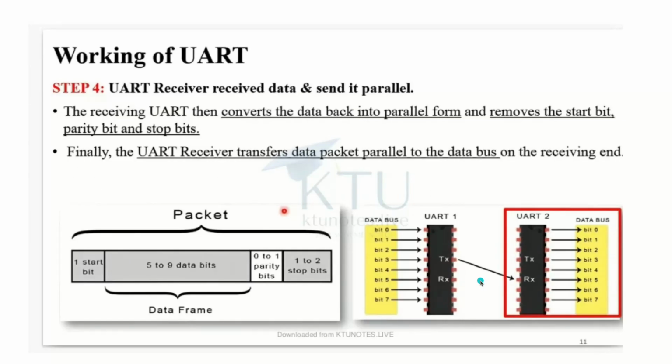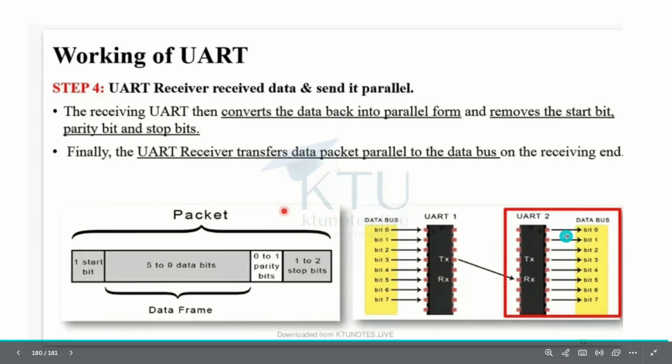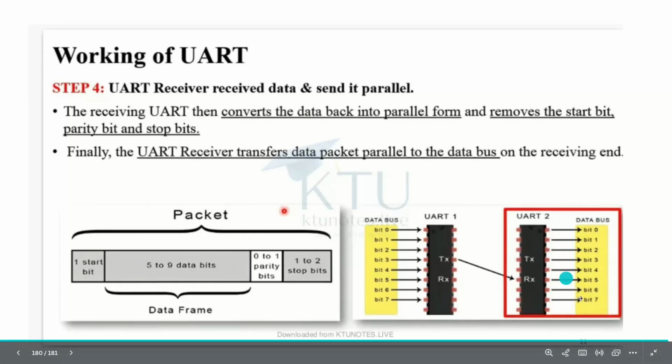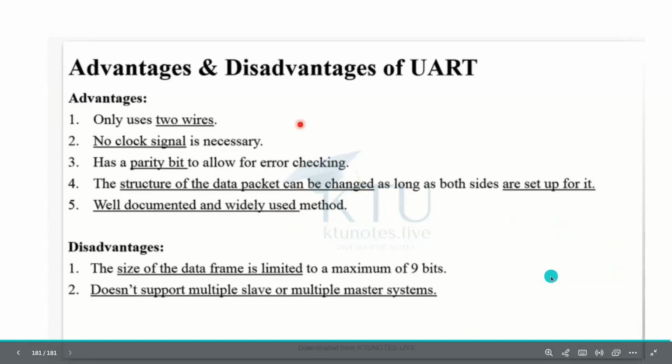Now here if you see, the receiving UART then converts the data back into the parallel form and removes the start bit, parity bit and stop bit. From that data it will remove the start bit, the parity bit and stop bit, and it will convert it into the parallel form. That means it now transfers this data packet in parallel to the data bus. So UART2 would convert it into the parallel bits, and it takes only what was there in the data; the parity bit, start bit and stop bit it will remove, and then it will transfer it to our data bus, right?